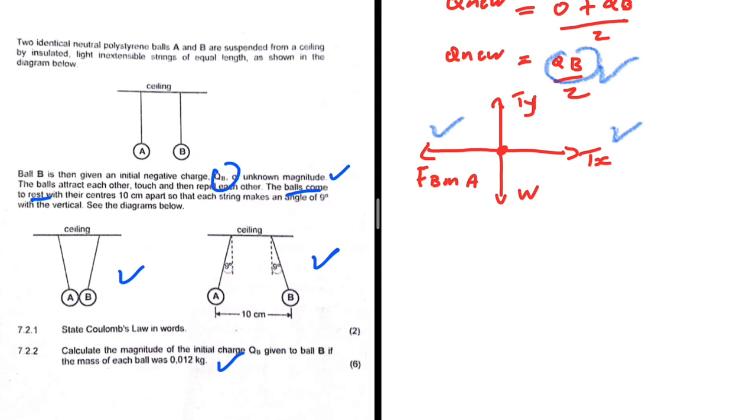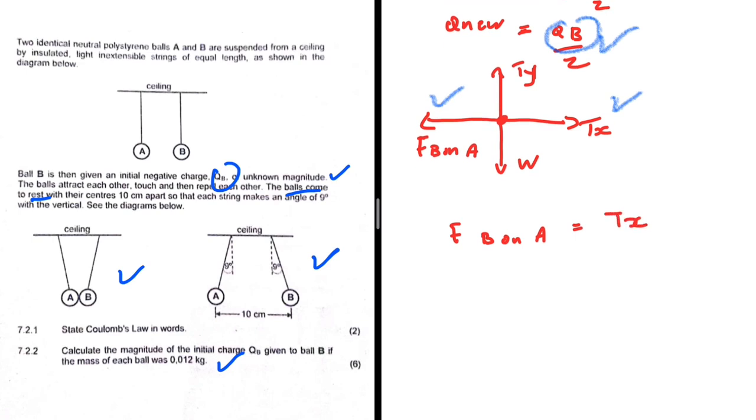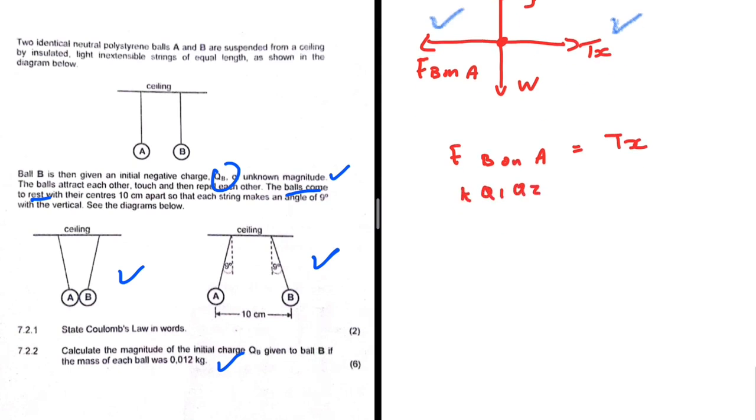So if we take a look at the forces acting along the x-axis, we can say that F_B on A is equal to Tx. We can say this because it is said that the balls come to rest. So F_B on A is equal to Tx. But what is the electrostatic force? It is k Q1 Q2 divided by r squared. And then here we have Tx. Let's leave that in that way for the time being.